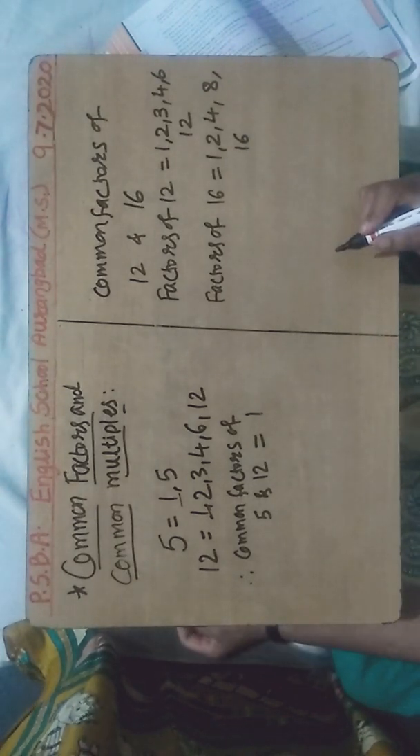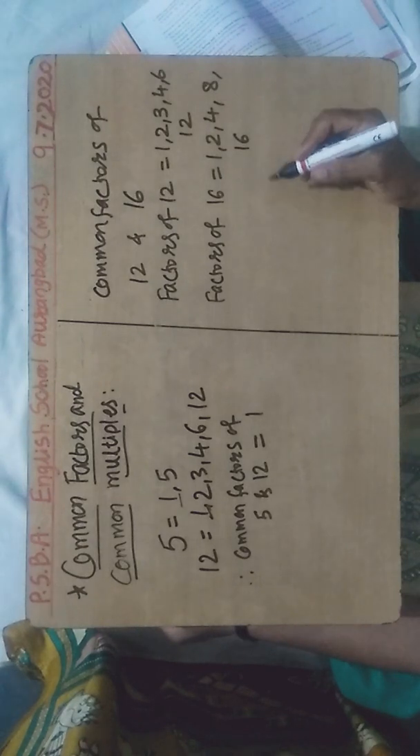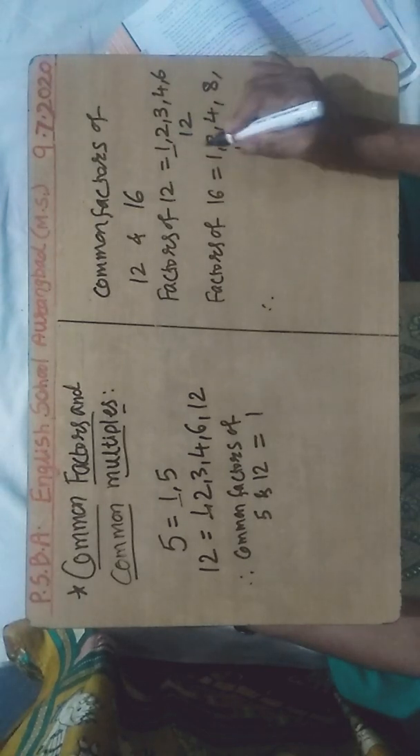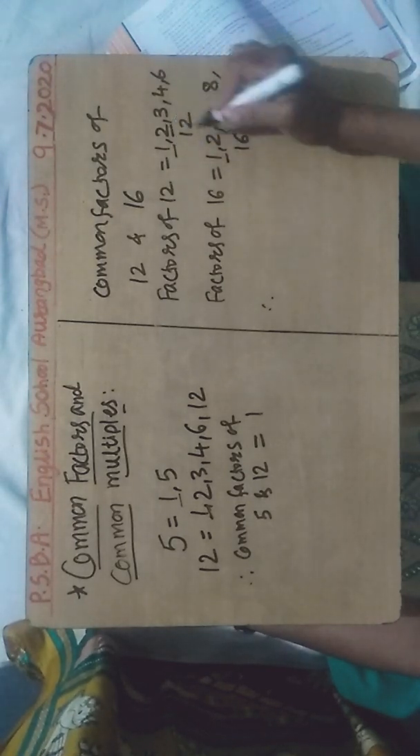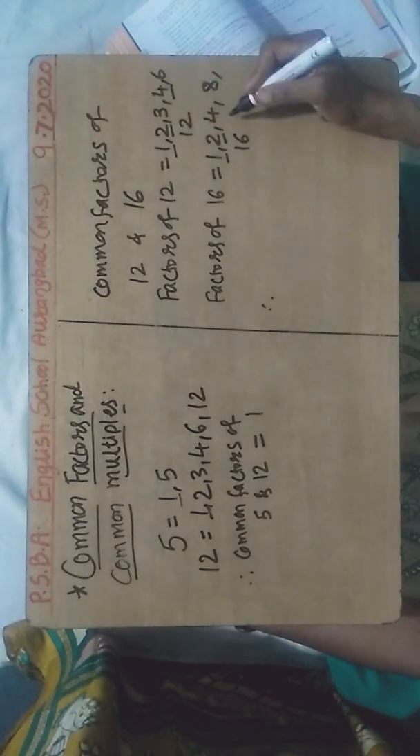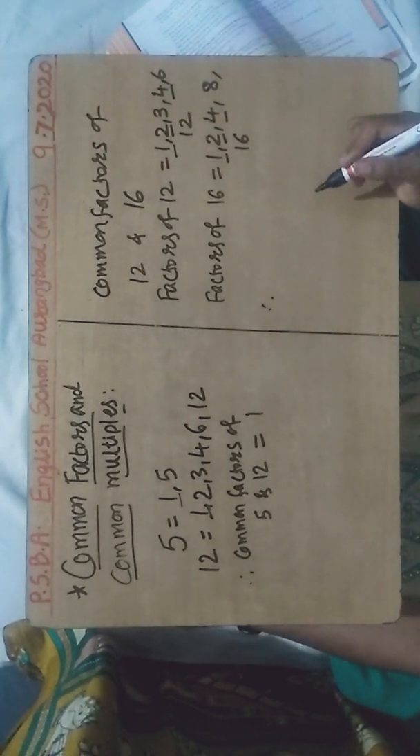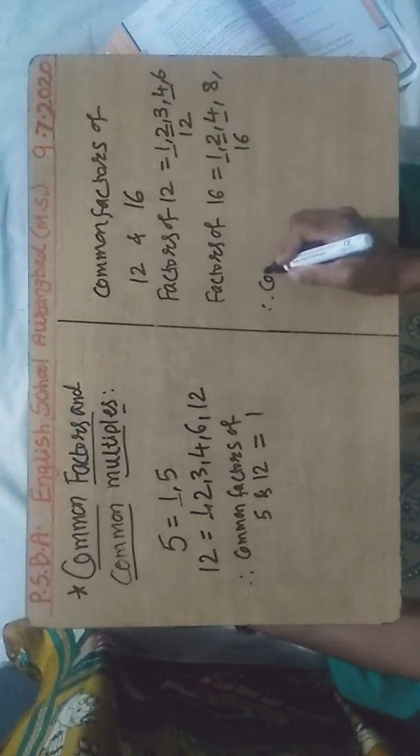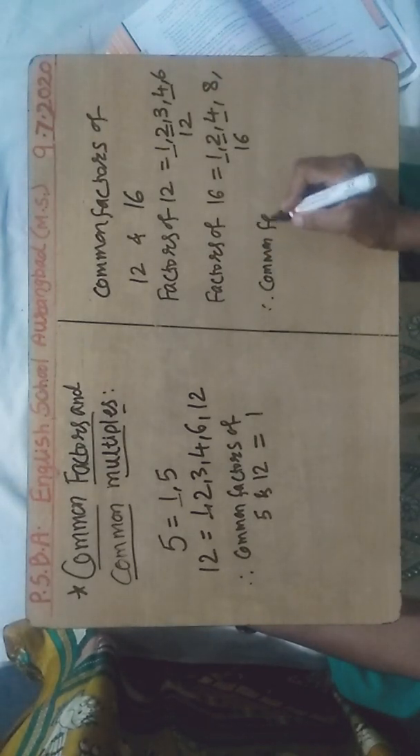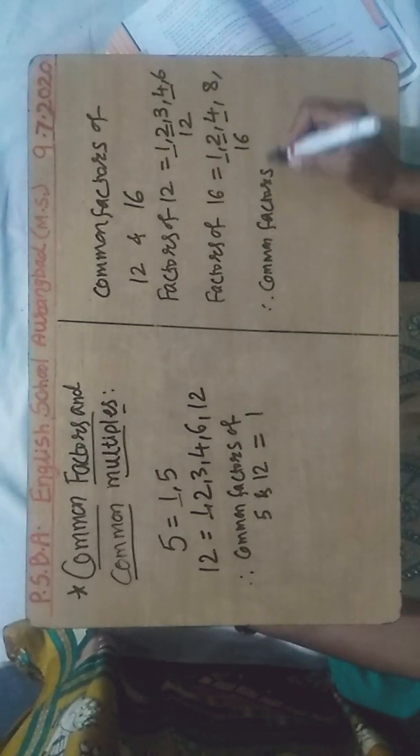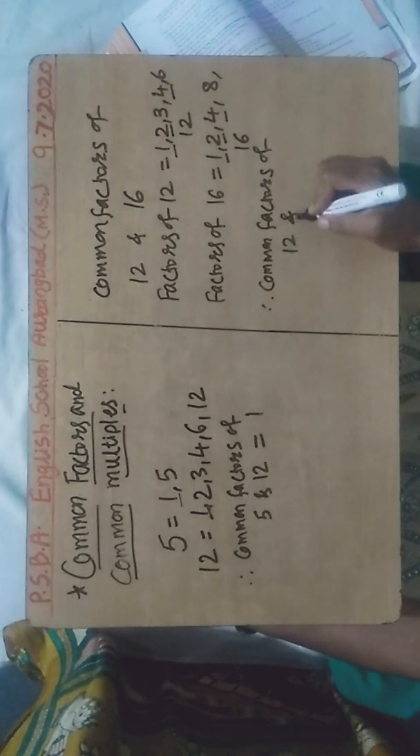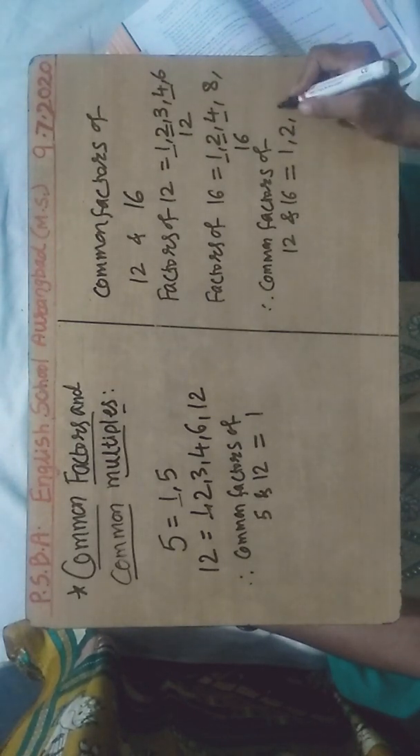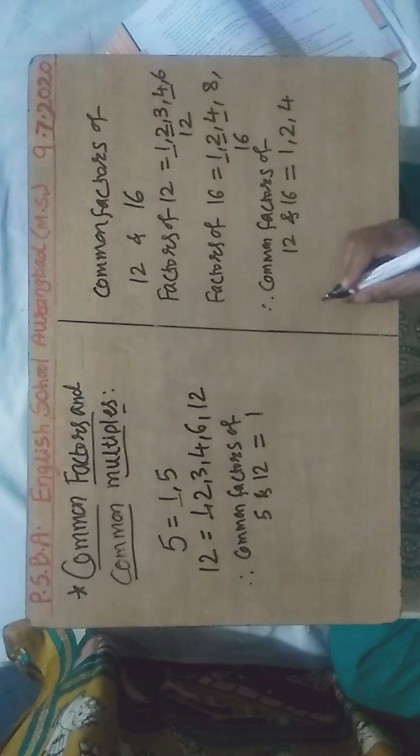If we want to find the common factors of 12 and 16, I will underline the common factors first. Here is 1, here also 1, here is 2, here also 2, then here is 4, here is 4. So these are the common factors. Okay, the remaining are the non-common factors. Therefore we will write here common factors of 12 and 16 is equal to 1, 2 and 4. Okay, this way we can write the common factors.